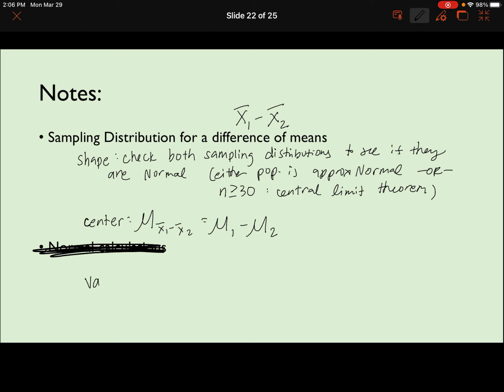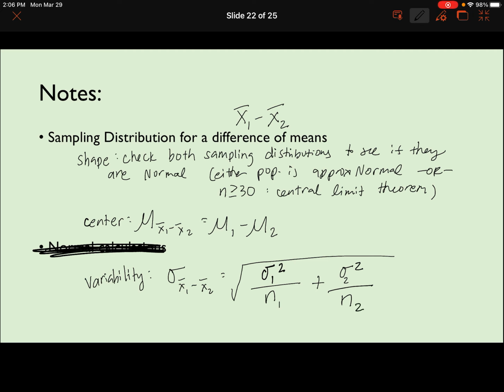And then for variability, okay, so to find the standard deviation of the difference of two sampling distributions, so x bar sub 1 minus x bar sub 2, it's going to be big square root, standard deviation of the first population squared divided by the first sample size, plus the standard deviation of the second population squared divided by the second sample size. And my subscripts here just refer to the different populations.